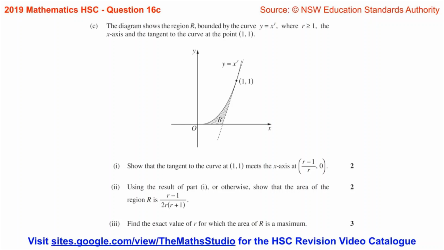Question 16c. The diagram shows the region capital R bounded by the curve y equals x to the power of r, where r is greater than or equal to 1, the x-axis, and the tangent to the curve at the point 1, 1. Part 1. Show that the tangent to the curve at 1, 1 meets the x-axis at r minus 1 over r, 0.